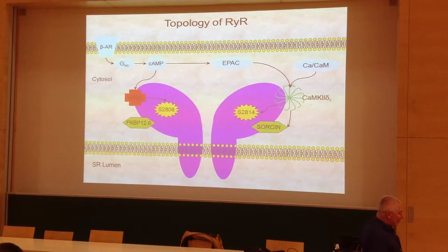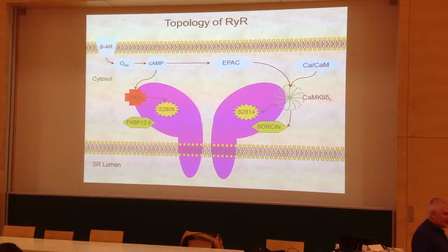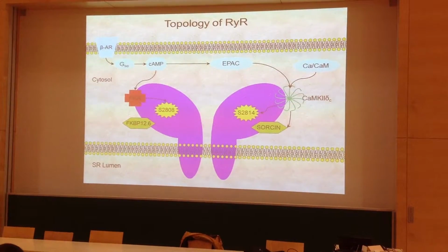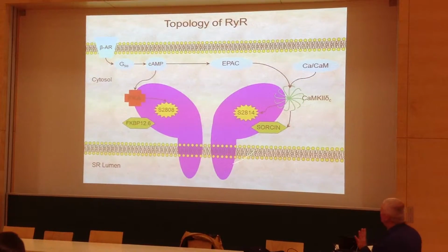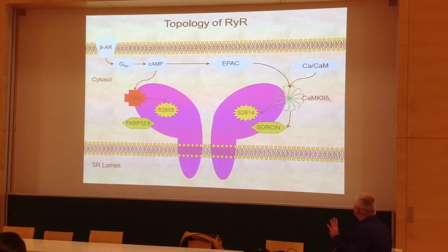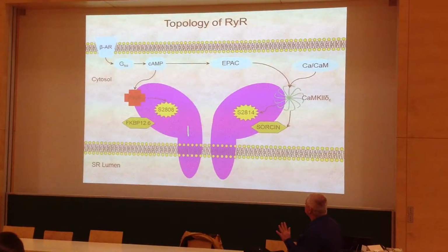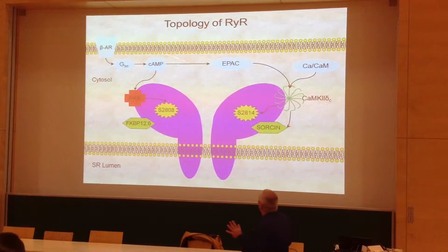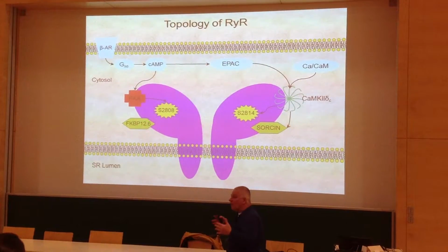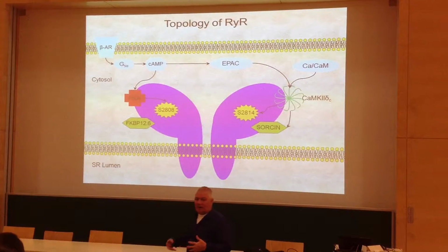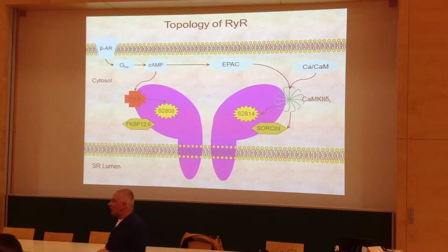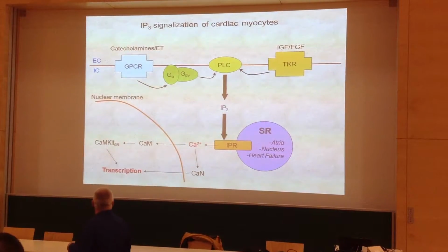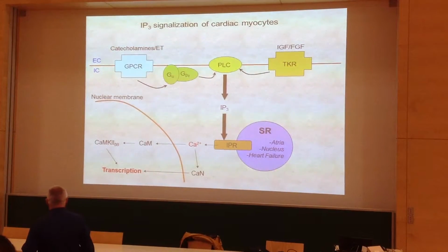The ryanodine receptors, because of their high importance, are also exposed to several regulatory mechanisms: catecholamine, cyclic AMP, PKA, PKC, calmodulin kinase. So this just simply shows many regulatory pathways converge to this channel, to this protein, in order to fine-tune the amount of calcium released from the sarcoplasmic reticulum.